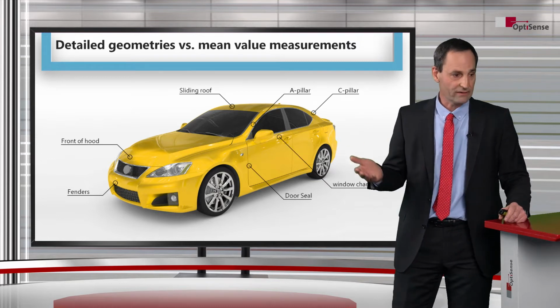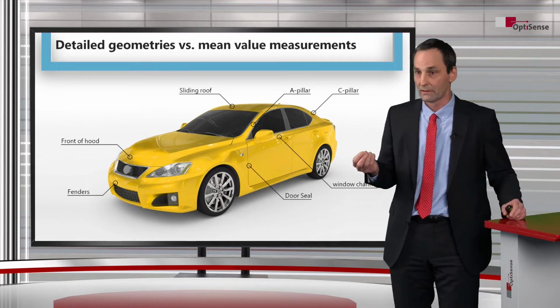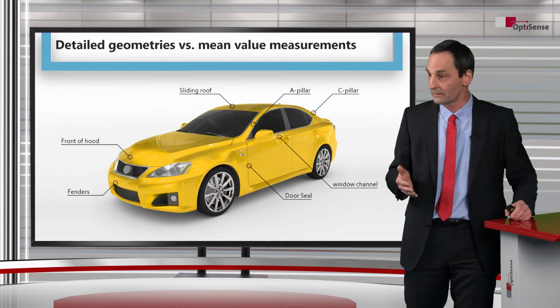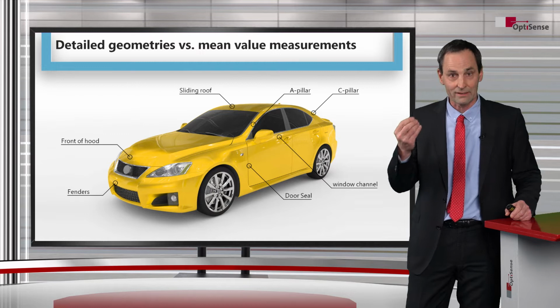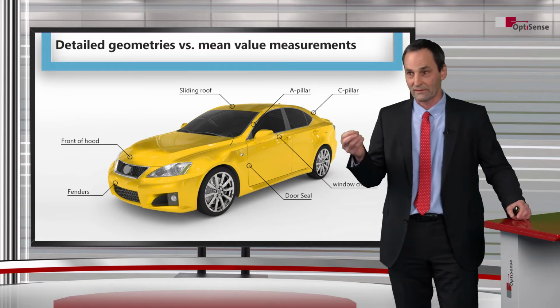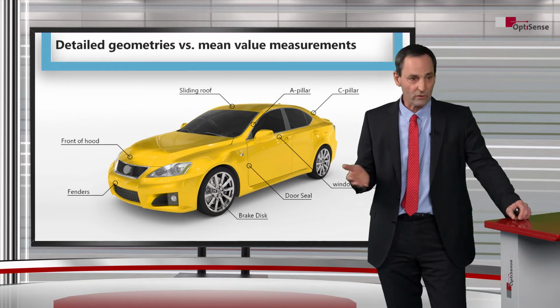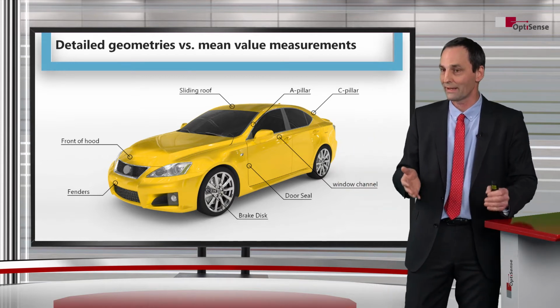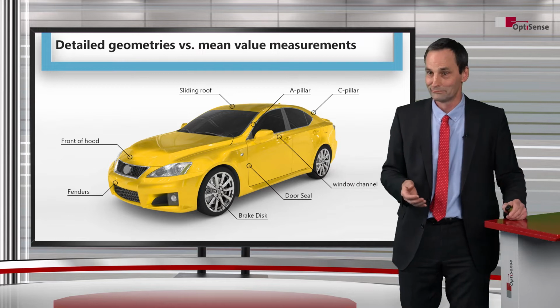Then we have sealing systems. That means we have rubbers where we would like to have our window going up and down, even in winter time, and you won't hear any noise from this sealing system. Of course, you have a protective coating. You have a brake disc which should look nice and not rusty.